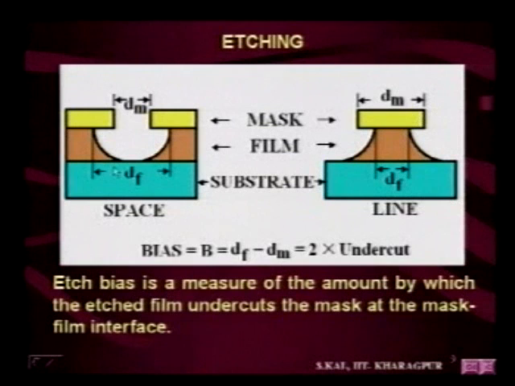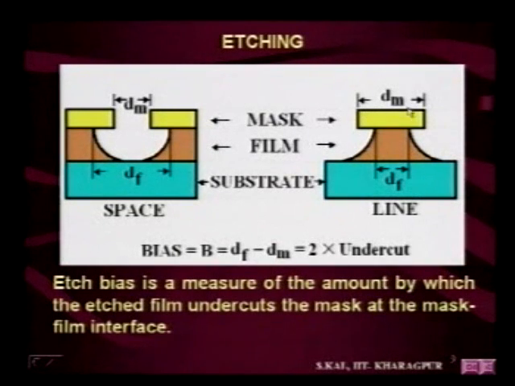Whatever it etches in this direction, it will etch the same length in this direction. So the bias can be written as 2 times the undercut, where the undercut is basically the film thickness. In the other diagram, if the mask is different, it etches from the left side and the right side.